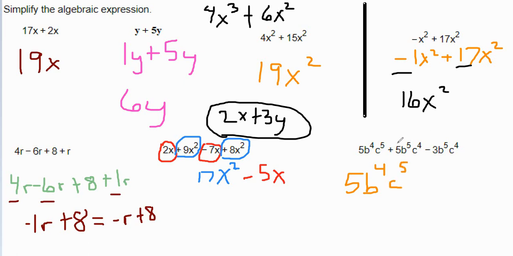But the next part, these two terms here are a match. They're both b to the 5th and c to the 4th. Those are a match. So 5 minus 3 is a positive 2. So I'm going to write a plus 2, b to the 5th, c to the 4th, and we're done.